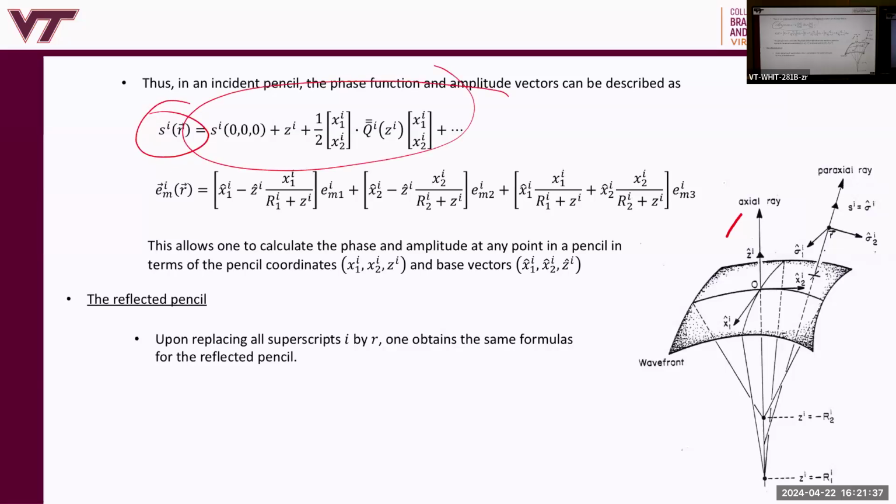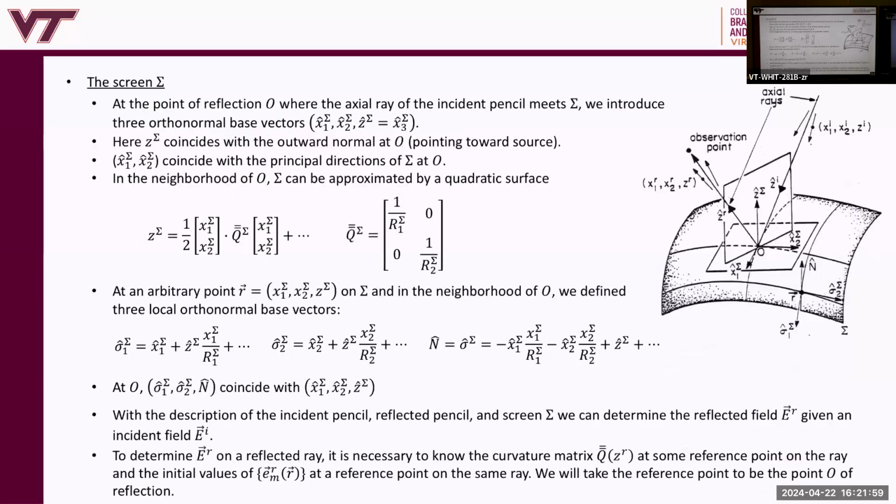Do you remember what this is? The incident reference phase at the reference point, plus the axial distance along the axial ray, plus the second order quadratic approximation of the wavefront at the observation point z_i along the ray, which means you need to propagate the Q matrix to the new point, all right? We define a reflected pencil in the same way. All of those pencils need to be described in the surface coordinates.